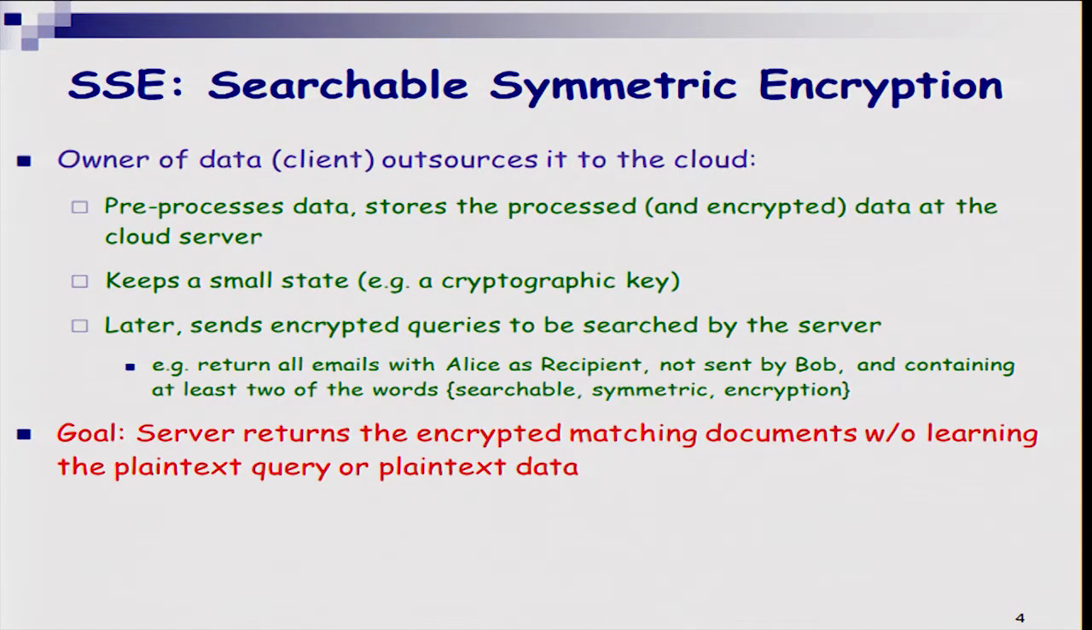So this motivates the problem of searchable symmetric encryption, in which an owner of data, which we call a client, pre-processes the data, encrypts it, generates some indexes or whatever pre-processing, puts the processed data in the server, keeps a small state, like a cryptographic key, and later it sends encrypted queries to the server to be searched, such that they give me all the emails where Alice is the recipient, not sent by Bob, containing some words.